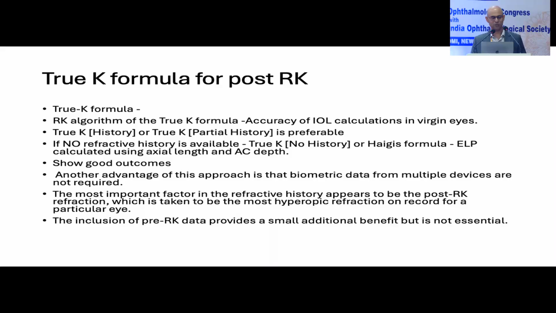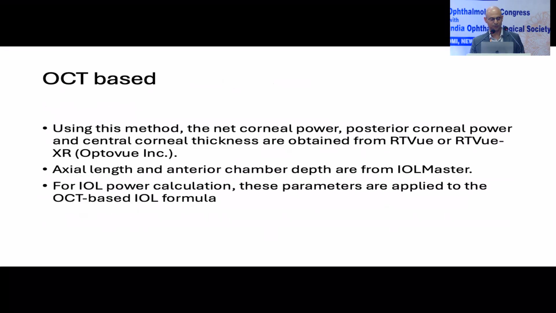So the True K formula is probably very useful especially if you have clinical history. So either complete history or partial history formula is preferable if you have historical data. If you don't have refractive history, then you can use the True K no history or the Haigis formula, where the ELP is calculated using axial length and anterior chamber depth. OCT is another tool, especially if you have the OptoVue OCT. It can give you the net corneal power calculation using the OCT readings as well, and I use this routinely in my clinic, and I found it to be quite accurate.